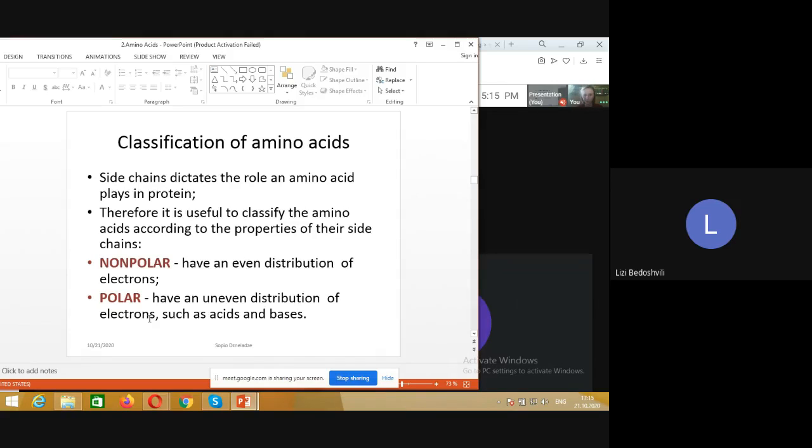Side chains dictate the role an amino acid plays in a protein. Therefore, it's useful to classify the amino acids according to the properties of their side chains. Non-polar have an even distribution of electrons, and polar have an uneven distribution of electrons, such as acids and bases.